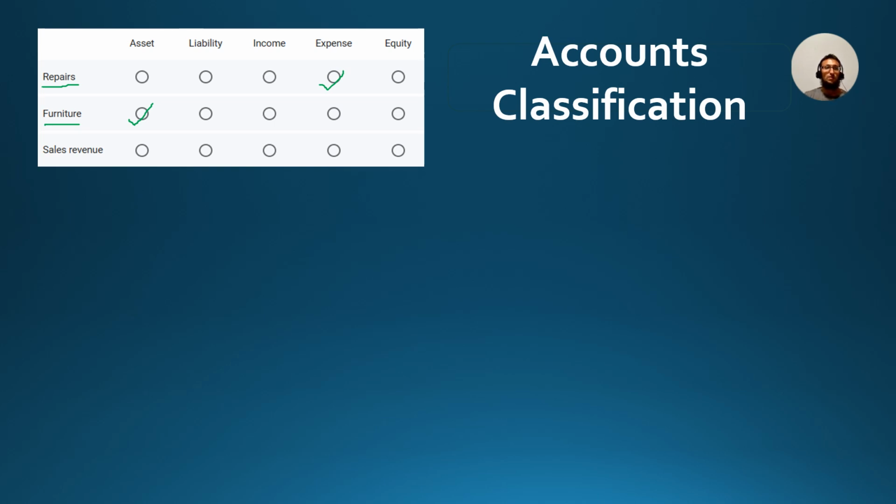Third account in this list is sales revenue. As mentioned, this is the selling price of goods that the business had. So basically, it's a form of earning of the business, and we would record it as an income.